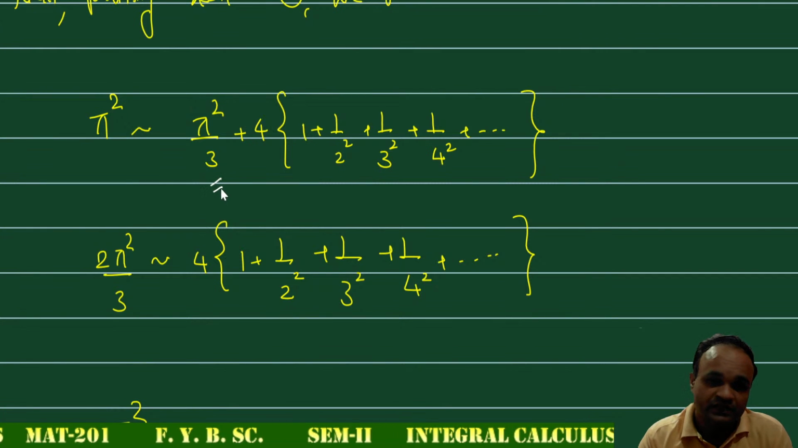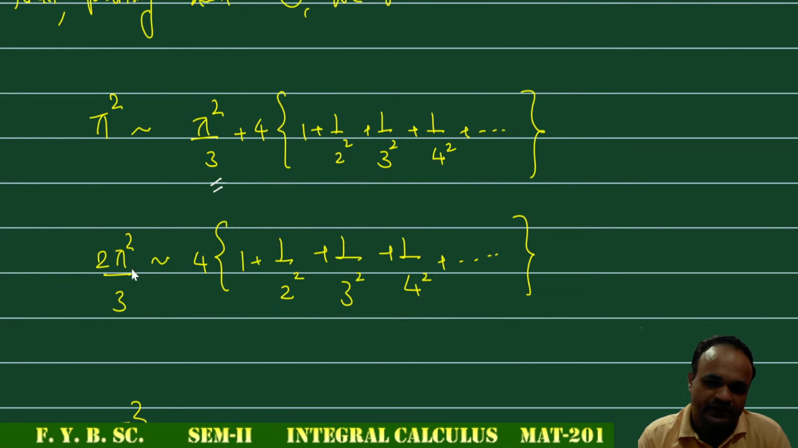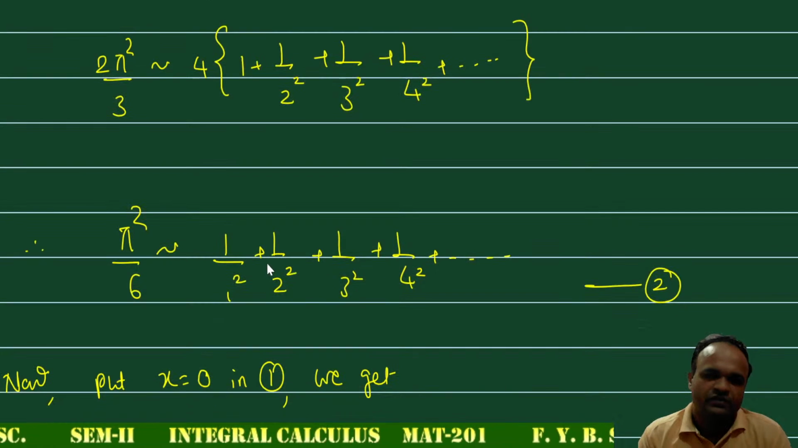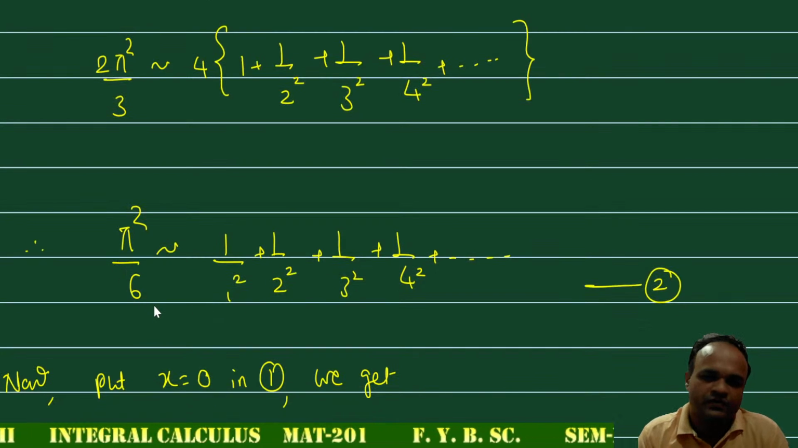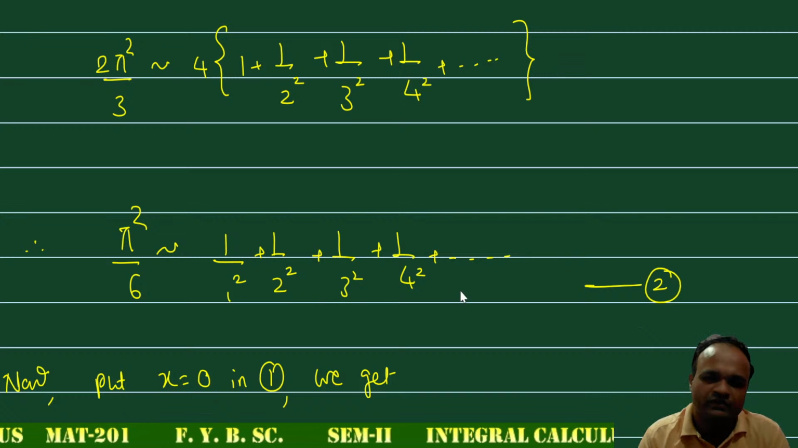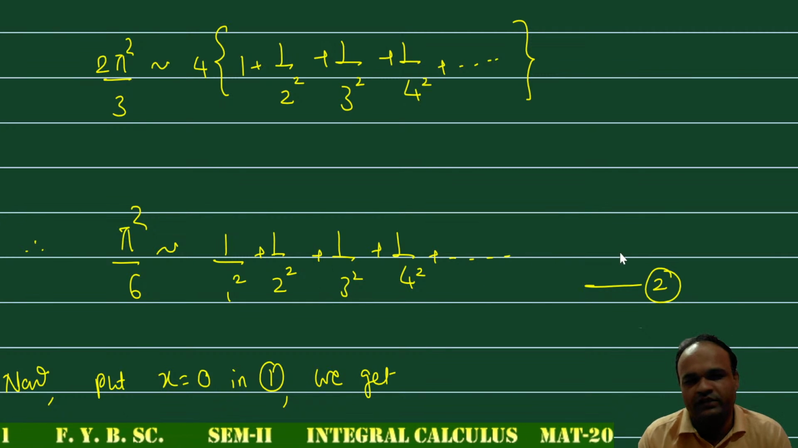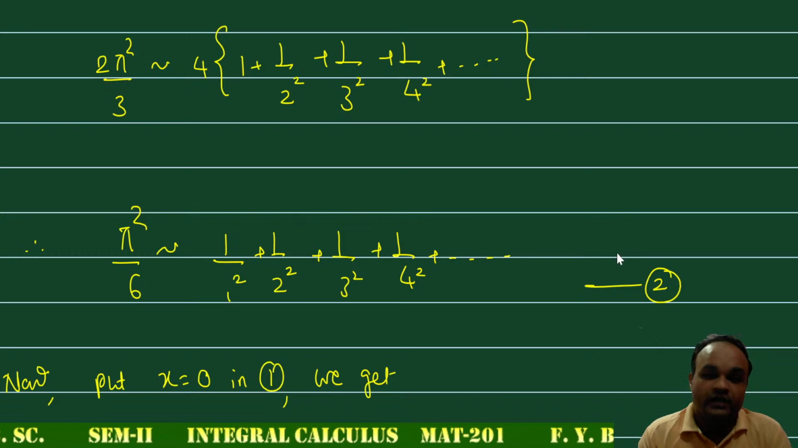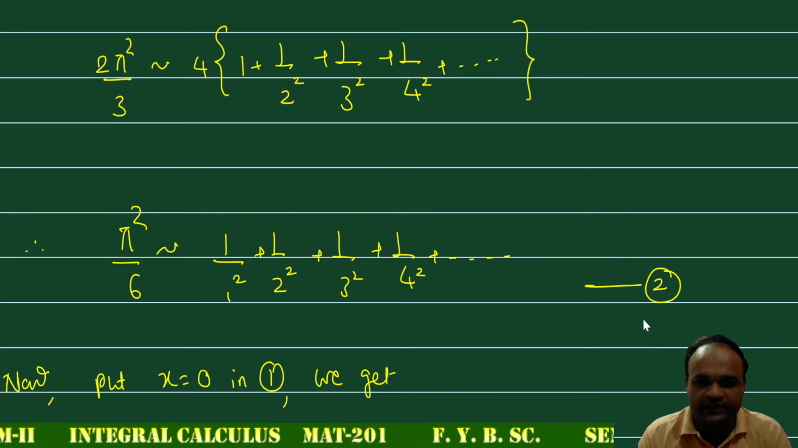You can transfer this pi square upon 3 to the left hand side, and resulting, that is pi square upon 6, which is equal to 1 upon 1 square plus 1 upon 2 square plus 1 upon 3 square, and it goes to infinity. You will get the first identity which you have to find. You can call this identity equation number 2.